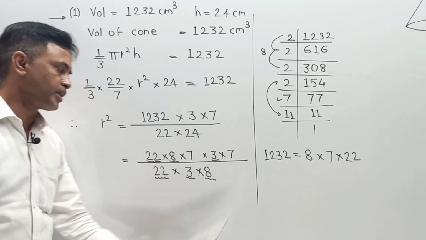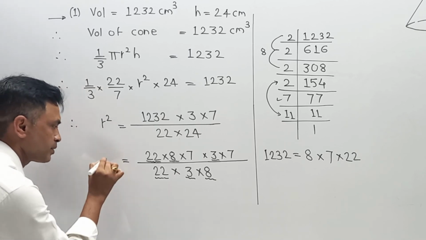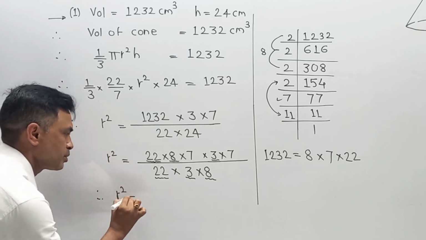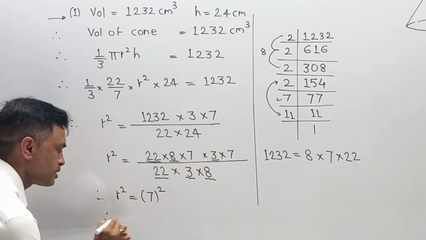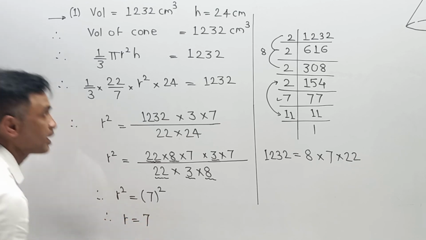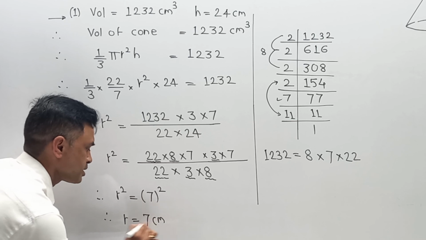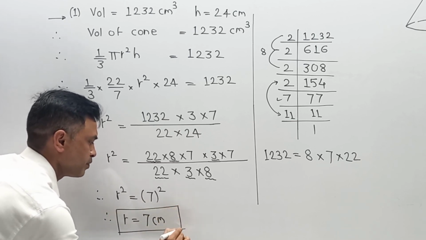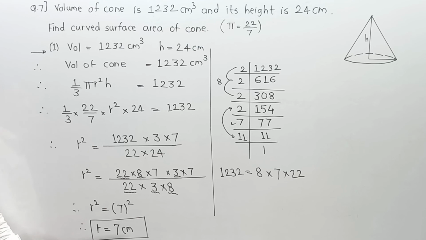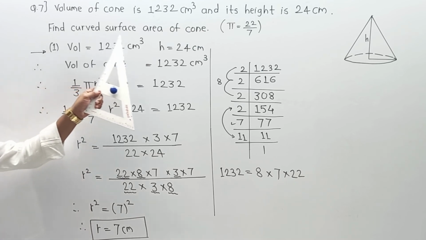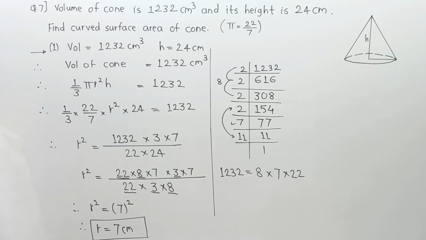R square is equal to 7 into 7, means R square is 7 square. As R square is equal to 7 square, simply radius R is 7, and as per the given data its unit is centimeter. In this way, first of all, we are able to calculate the base radius of a cone, that is 7 centimeter. Now, radius is 7 centimeter, but our part is to find the curved surface area of a cone, and curved surface area of a cone means pi r L. Now we are able to get R, but still L, the slant height, is not with us.